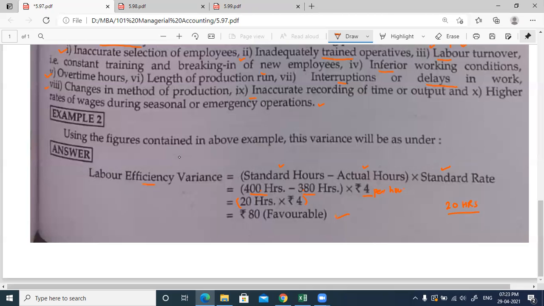So if you want to give an appraisal to the workers, the efficiency of that labor is always to be checked. If you talk about the efficiency of the HR department, then we have to focus on the actual rate that they are paying.